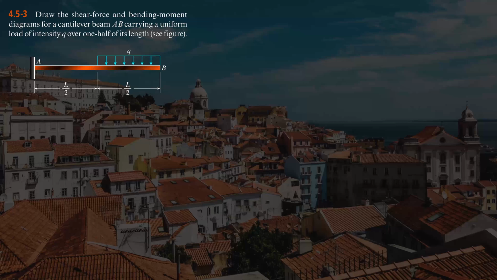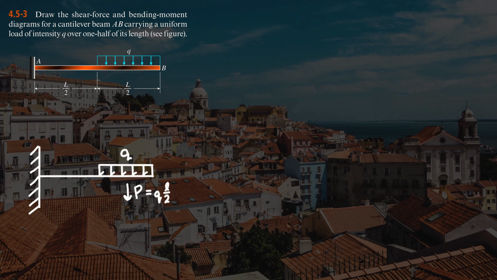Draw the shear force and bending moment diagram for the cantilever beam carrying a uniform load of intensity Q over half of its length. Alright, so now we have to deal with distributed loads. I am going to redraw it because I want to put a point load here, just so it makes it easier to find my reactive force and my reactive moment.